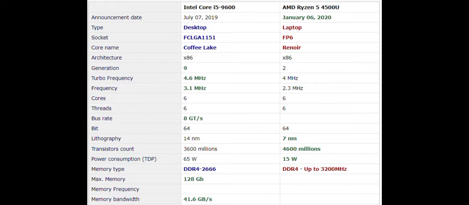On their memory type, the Intel Core i5 has DDR4 2666, while the Ryzen 5 uses DDR4 up to 3200 MHz. Their maximum memory for Intel Core i5 is 128 GB, while AMD Ryzen 5 has a maximum memory of 64 GB.